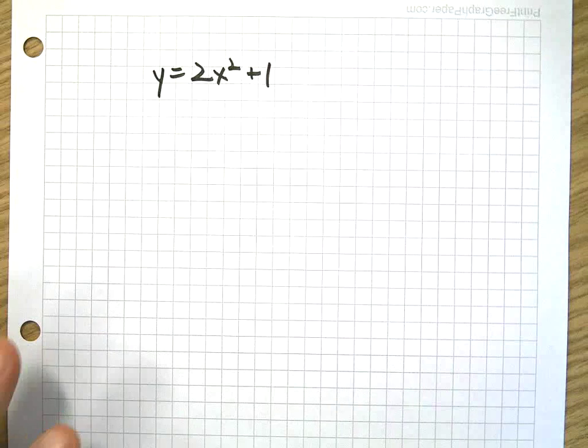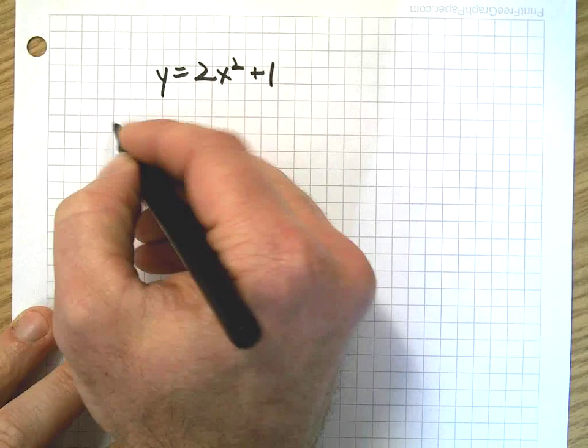We're going to take this equation and make an XY table out of it using substitution. Then we're going to graph it and see what shape it makes, okay?